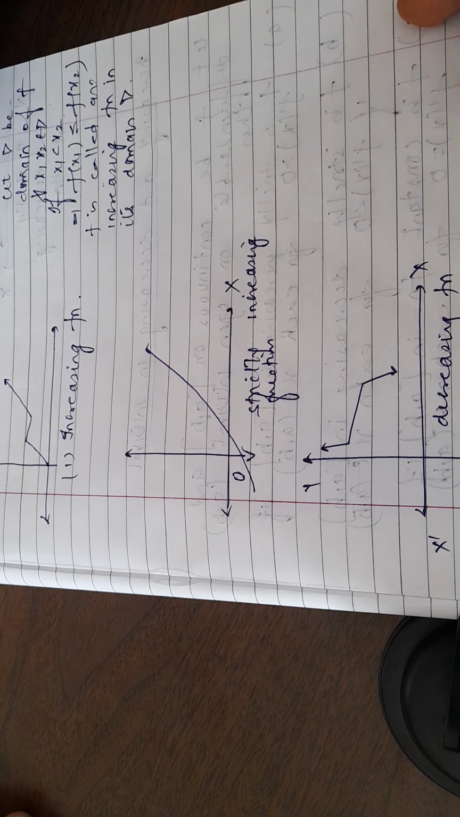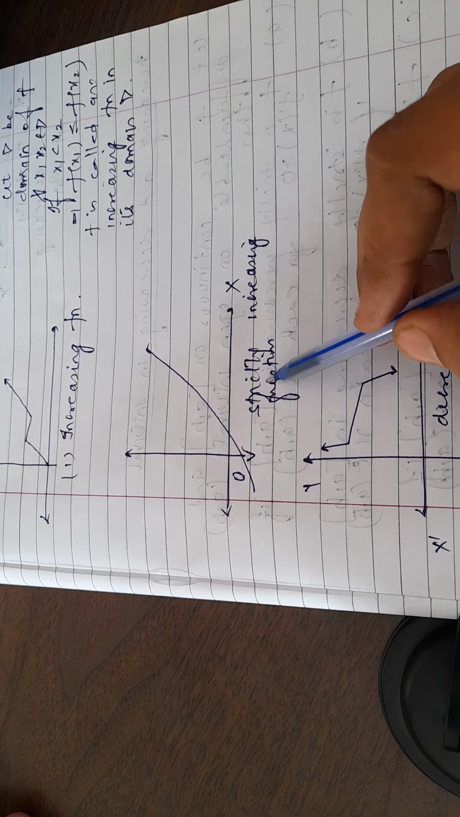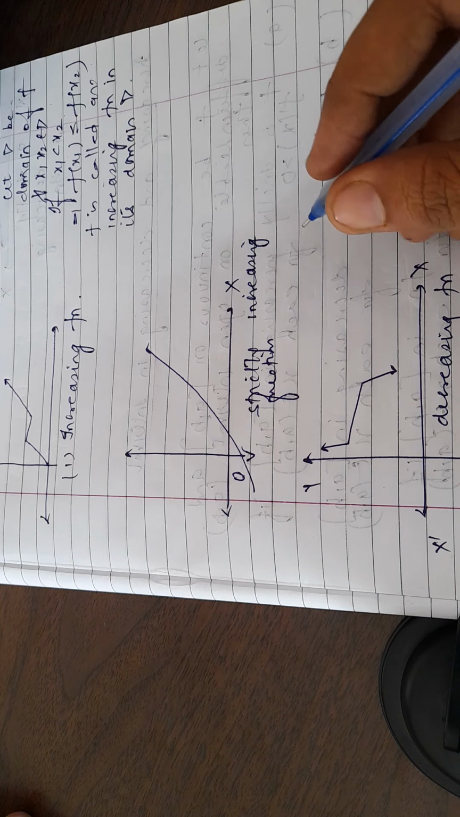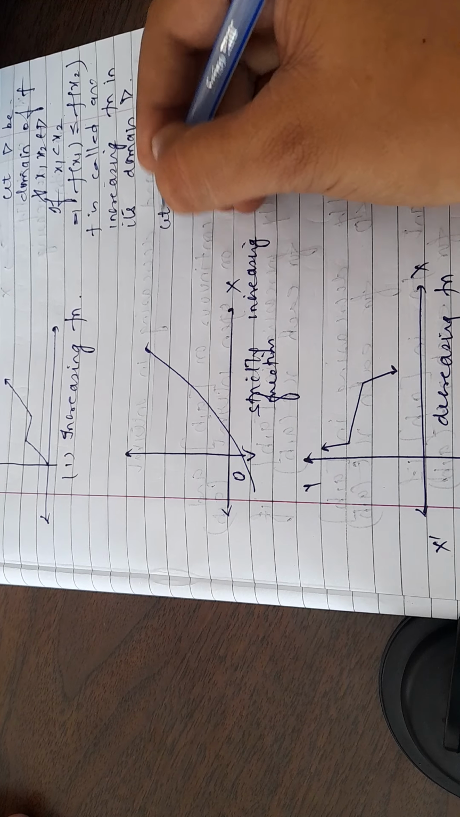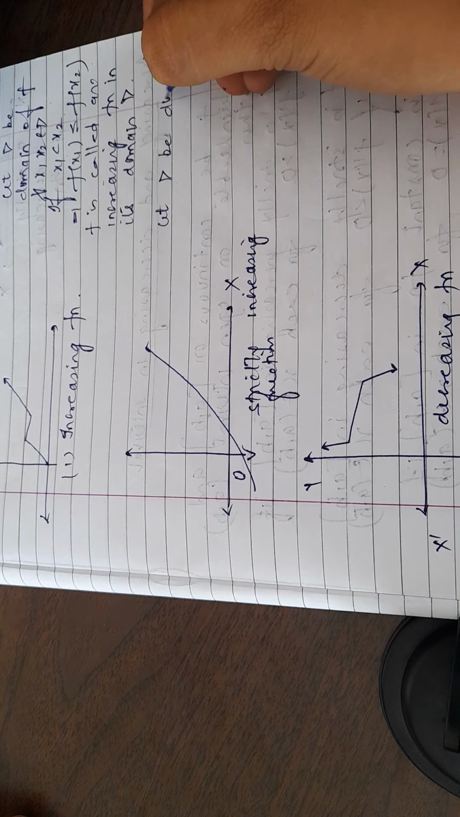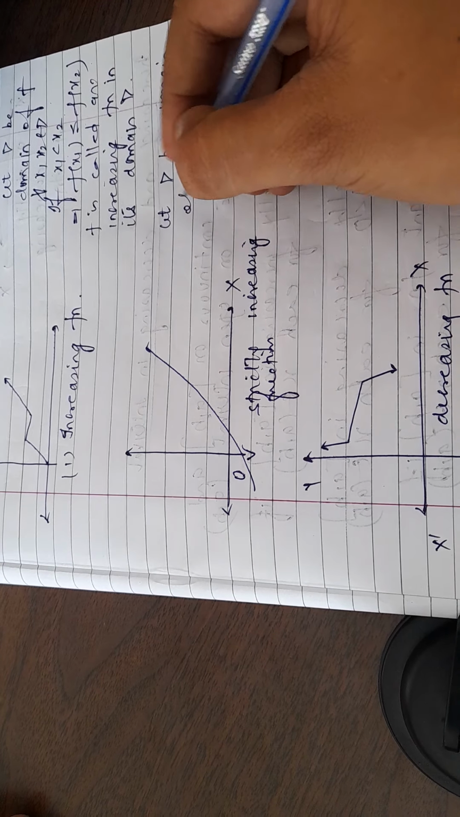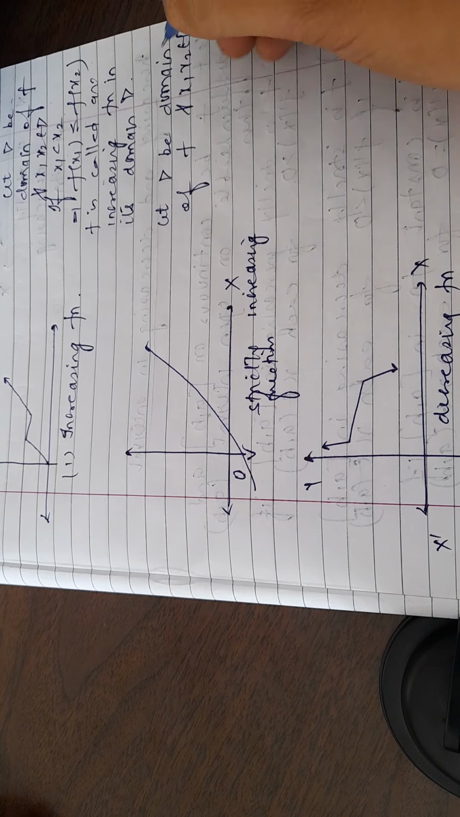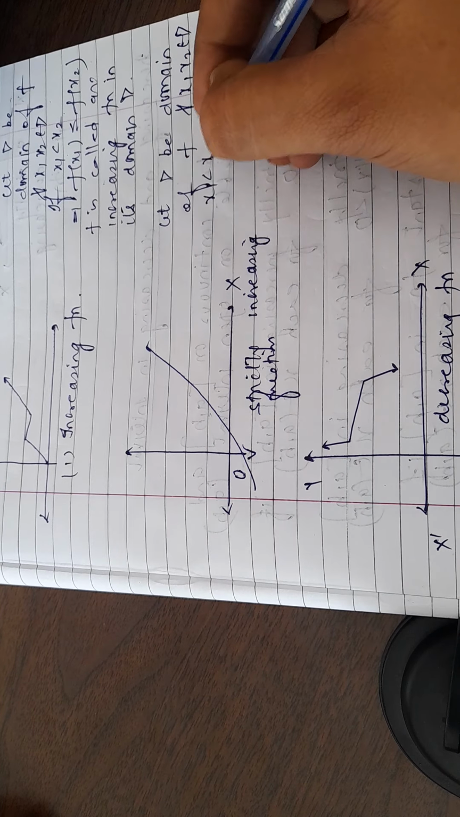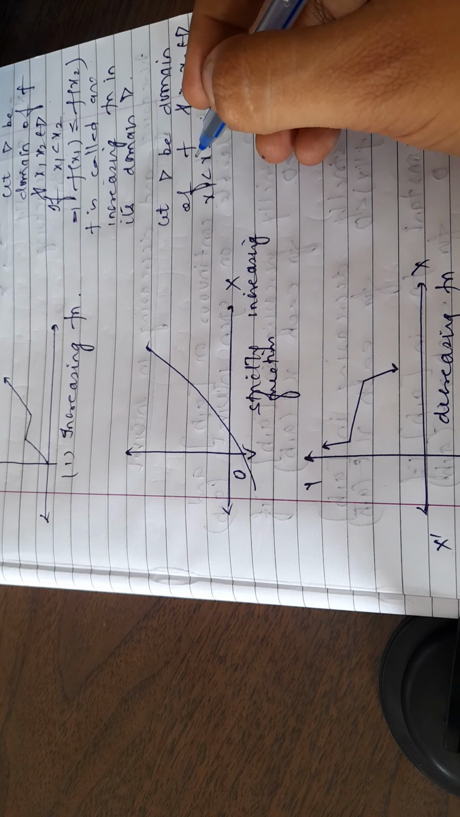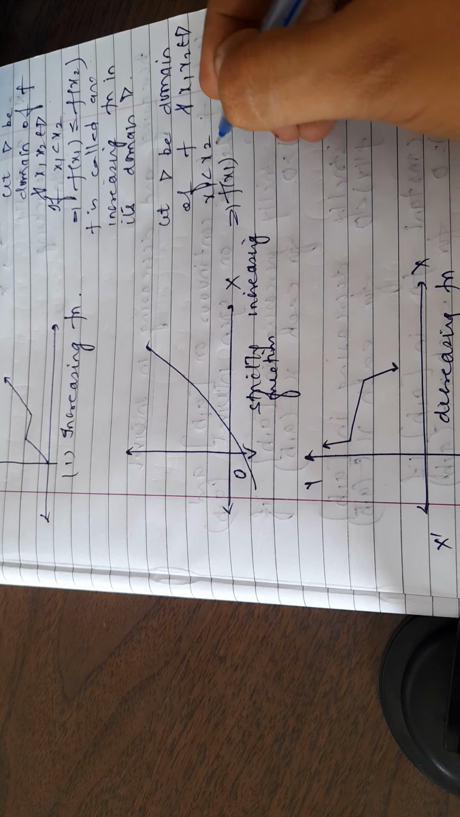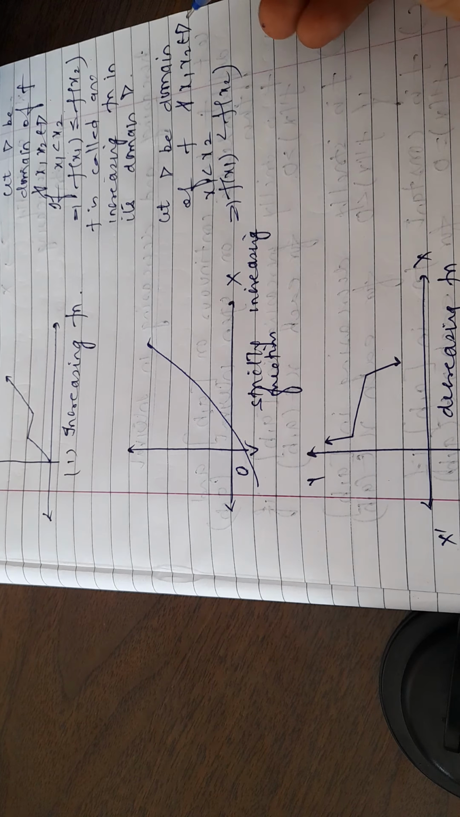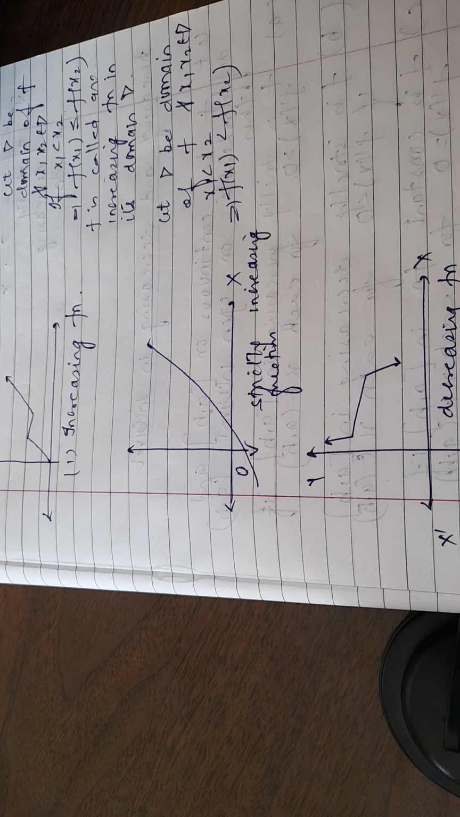Look at the second graph. The second graph is for strictly increasing function. This type of graph is for strictly increasing function. So again here we define D as the domain of function. We choose any two values x1, x2 which belong to the domain of the function. If x1 is less than x2 and we get f of x1 is less than f of x2, we say that the function is strictly increasing function in the domain D.